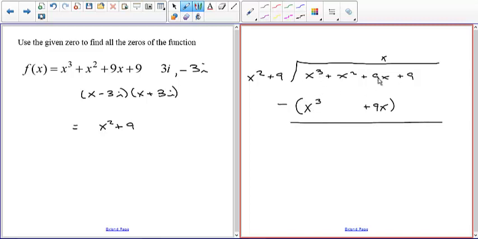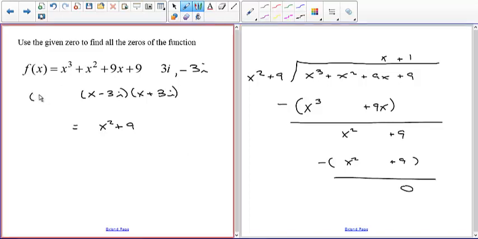So this goes to 0, this goes to 0. I'm left with x squared plus 9. What do I need to multiply x squared by to get x squared? The answer is 1. 1 times x squared equals x squared. 1 times 9 is 9. Subtract that, you get a remainder of 0. So the original function can be shown as x plus 1 times x minus 3i times x plus 3i.